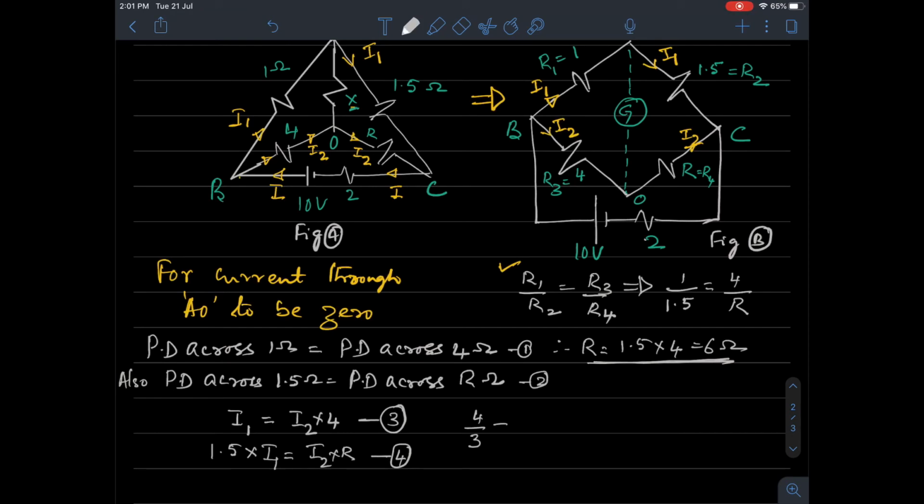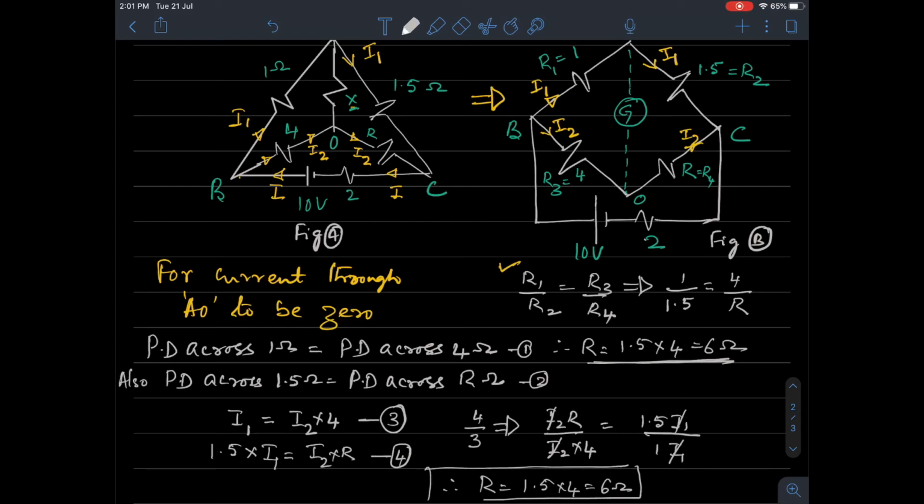Now I'll divide equation 4 by equation 3. What do we get? I2 times R divided by I2 times 4 equals, on this side, 1.5 times I1 divided by 1 times I1. I1 and I1 cancel, I2 and I2 cancel, and cross multiplication gives R equal to 1.5 into 4, which is equal to 6 ohms. Alright, this and this are now the same.